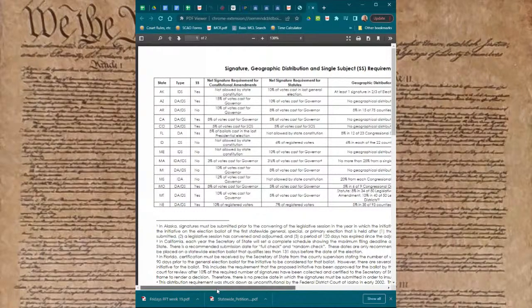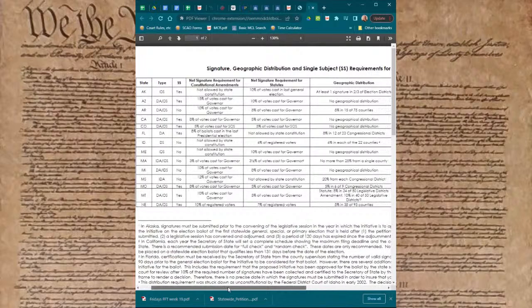At any rate, it gives information on whether it has to be a single subject on the petition, yes or no. The net signature requirements for constitutional amendments. So this is saying in Florida, you need 8% of the ballots cast in the last presidential election in the state. Michigan, for example, you need 10% of the votes cast for governor in the last election.